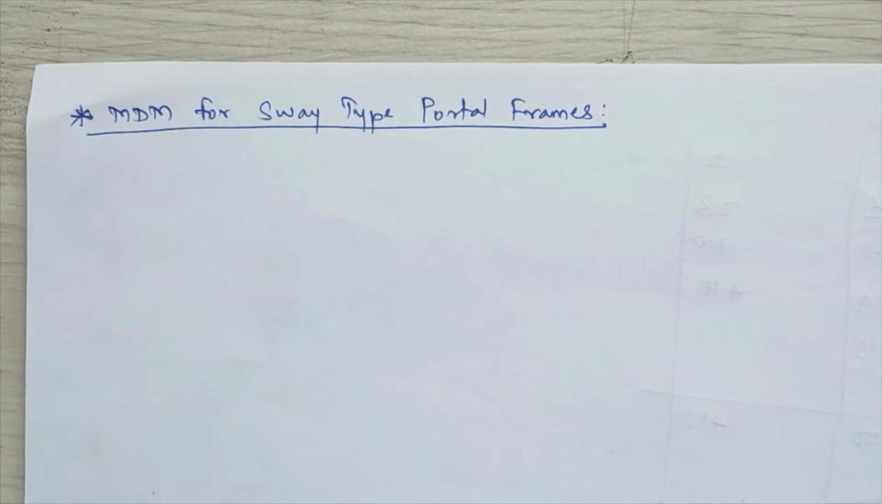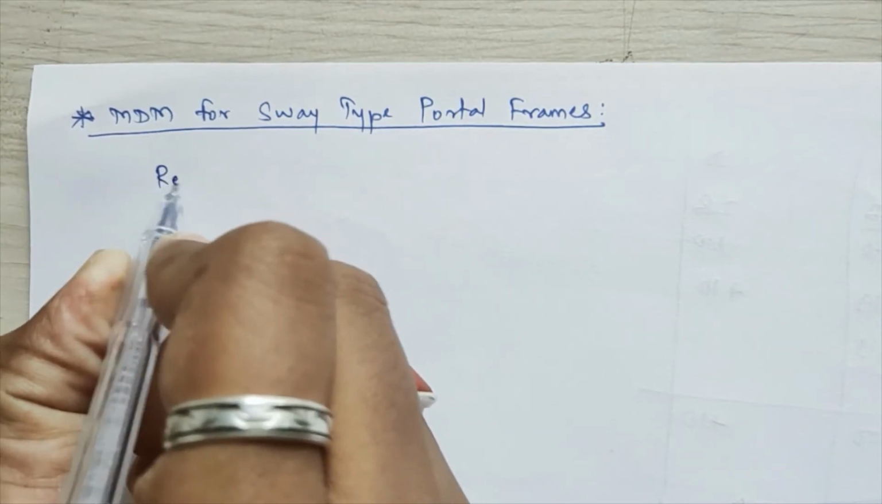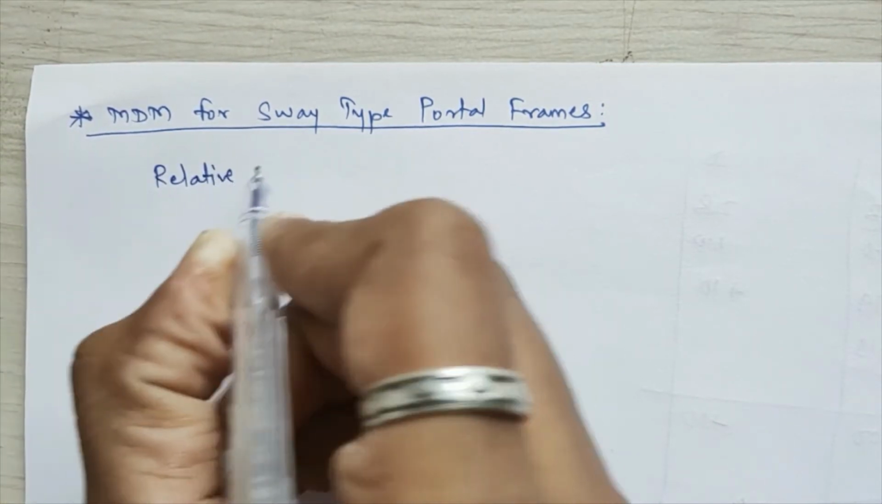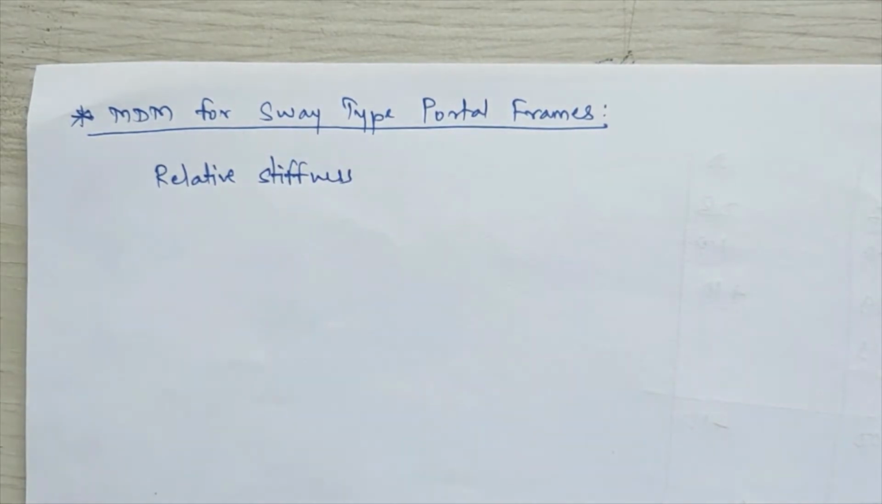Okay. For calculating the moment distribution method for sway type of portal frame, you have one different concept other than your non-sway frames. That is, you have to calculate the relative stiffness in a different way as compared to your non-sway frames.